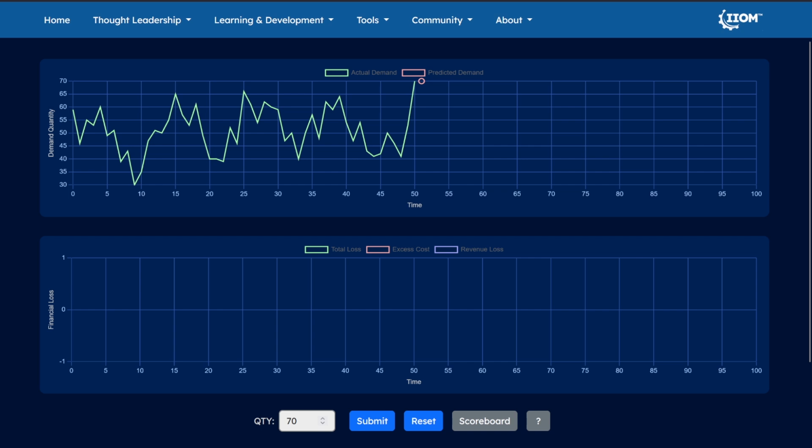To do your forecast, simply enter your forecast demand value per time period in the input field at the bottom of the page and click Submit. The simulation game will then begin, and you will see how actual demand unfolds. Overestimating demand leads to an excess cost of 1 per unit, and underestimating demand implies a revenue loss of 2 per unit, to better reflect a real-life scenario.